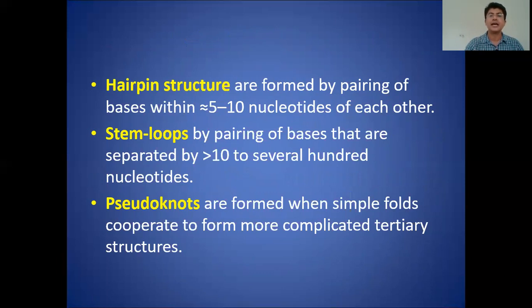So hairpin structures are formed by pairing of bases which are separated from each other by just 5 to 10 nucleotides, whereas stem and loop structures are formed by pairing of bases that are separated from each other by more than 10 nucleotides to several hundreds of nucleotides. Pseudoknots are formed when simple folds cooperate to form more complicated tertiary structure.